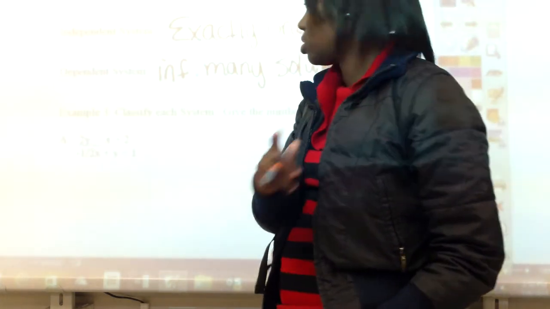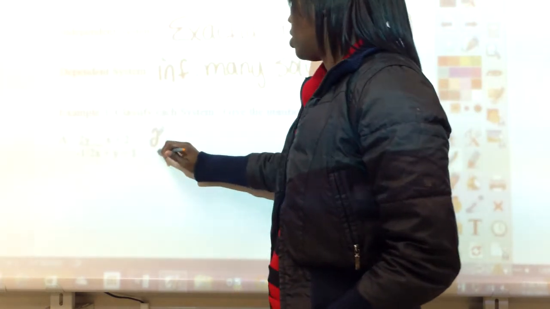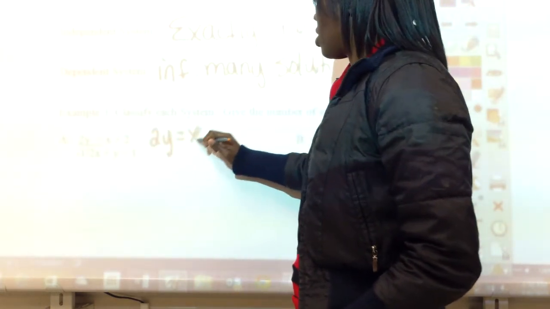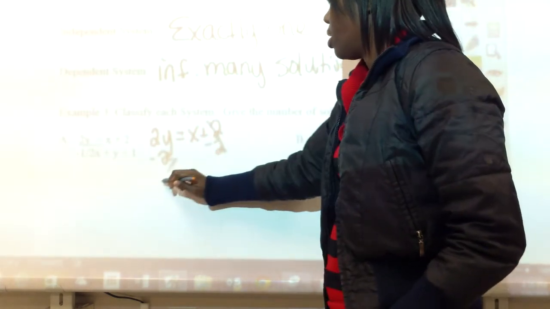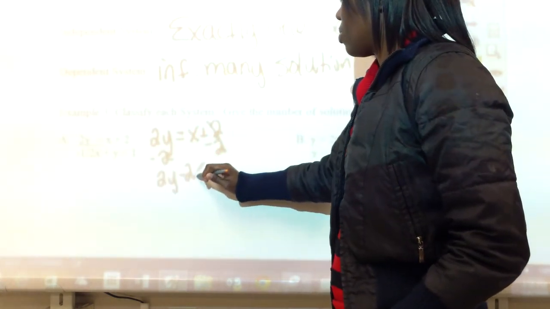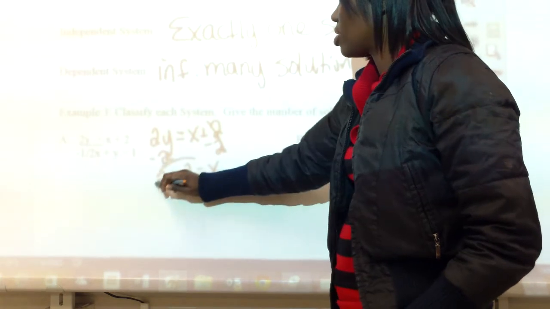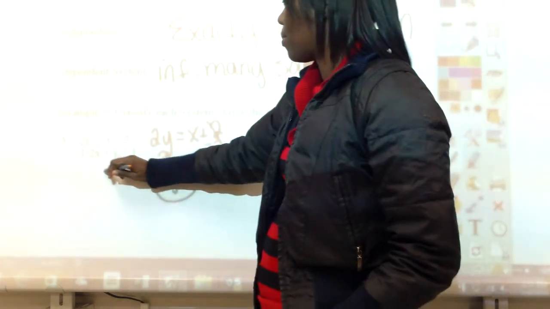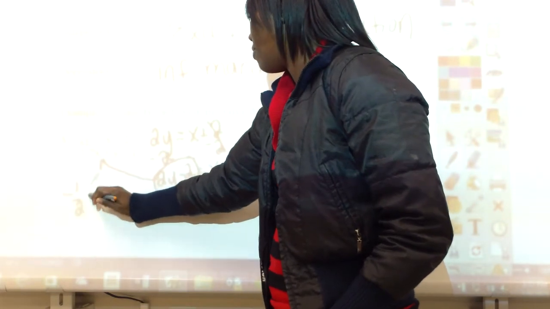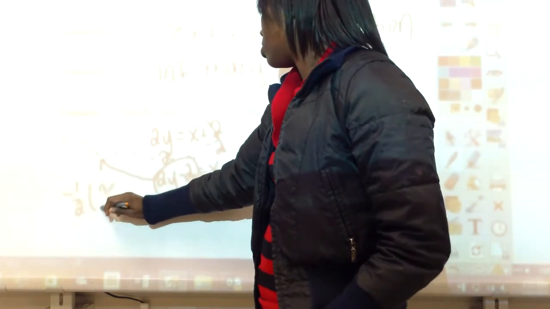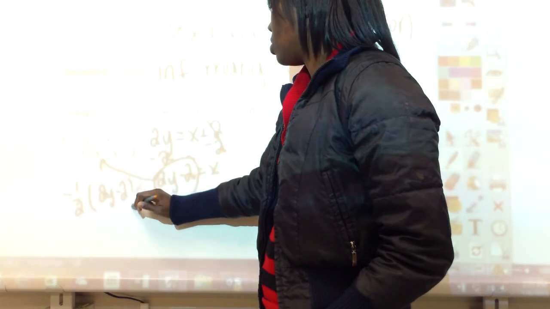I'm going to solve for x. Look at x by itself. So 2y equals x plus 2. I'm going to subtract 2 on the other side. And I get 2y minus 2 equals x. So wherever I see an x, I'm going to plug that into the problem. And so then we end up with negative 1/2 times 2y minus 2.